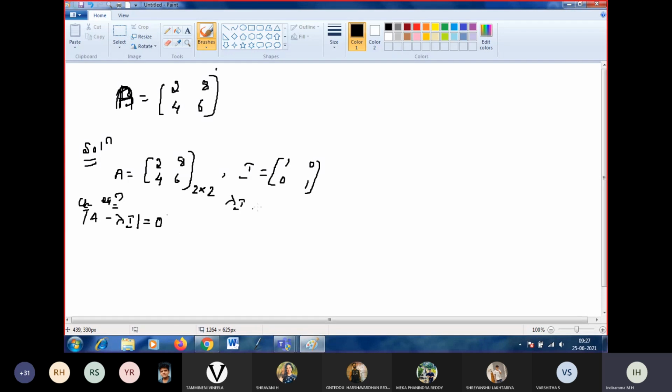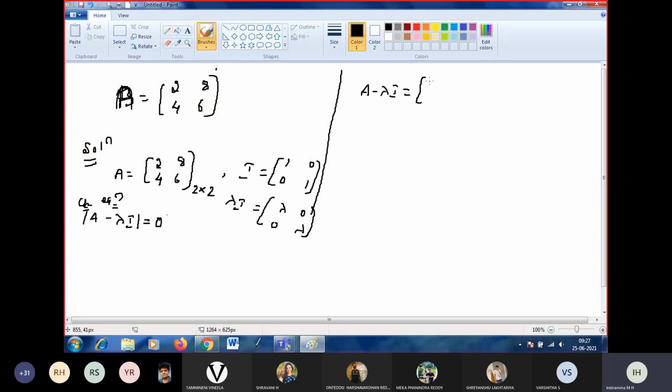So next, lambda I. Multiply lambda to this matrix. What will you get? Lambda 0 0 lambda. Next, consider A minus lambda I.